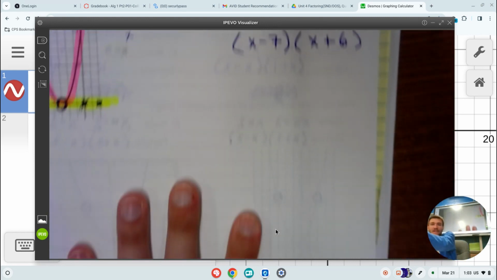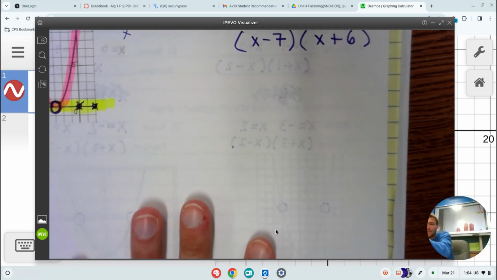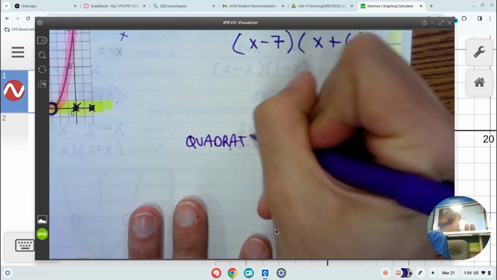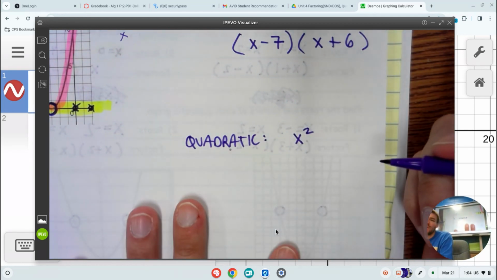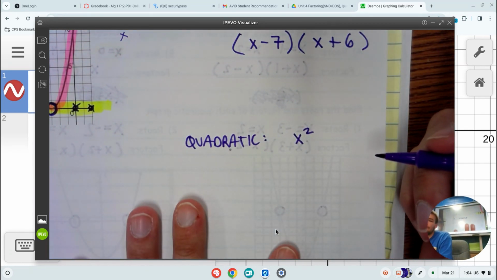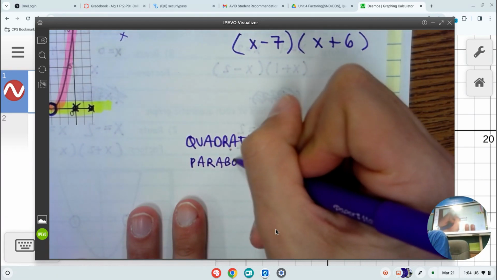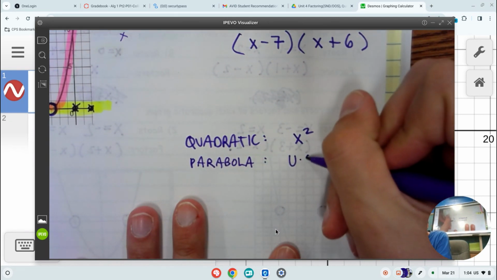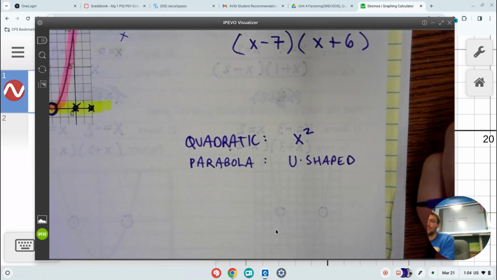Now, to finish up this question, let's do some vocab really quick. All right? We've got quadratic. And what is a quadratic? It's just an x squared, okay? We've got parabola. And oh my God, that word seems like Italian or something. But what does it mean? It just means U-shaped, right? Remember, Einstein's not saying he's got a U-shaped graph. He's calling it a parabola.